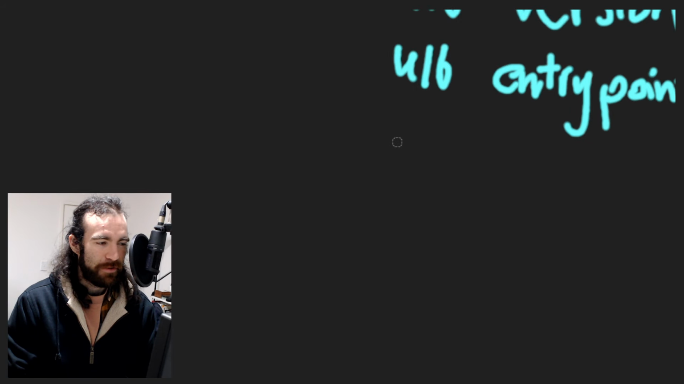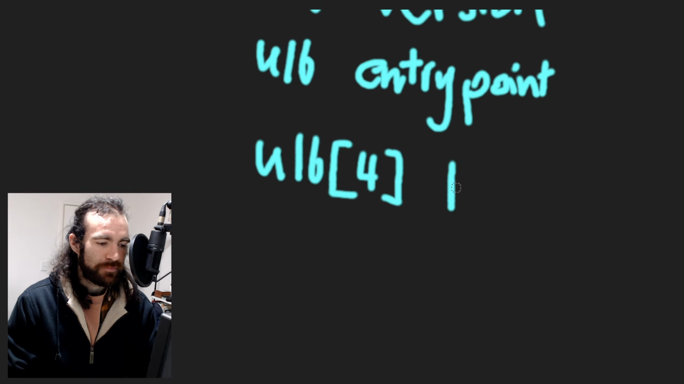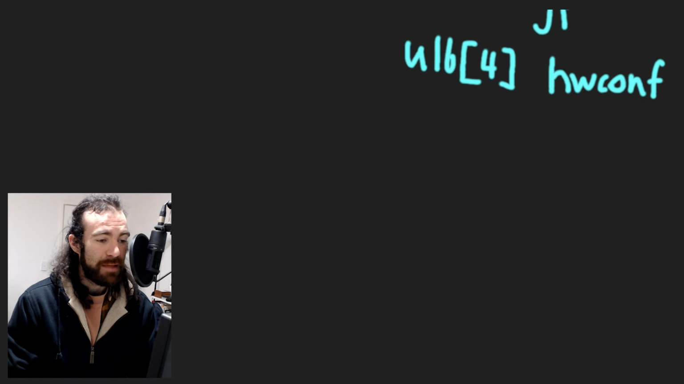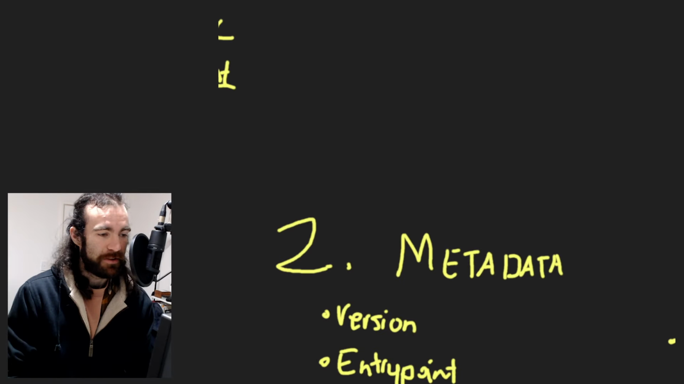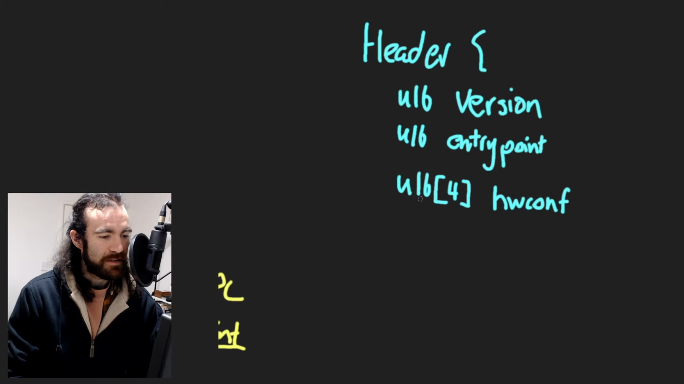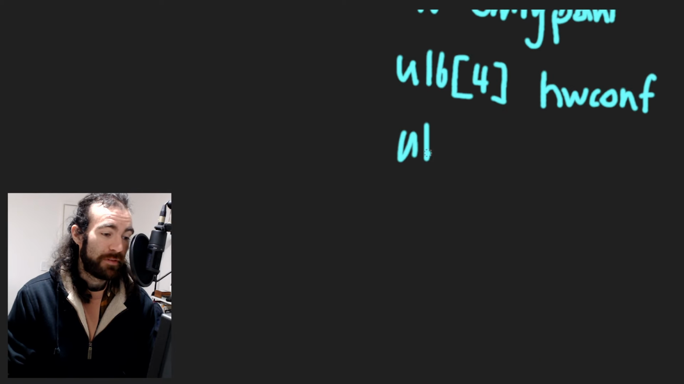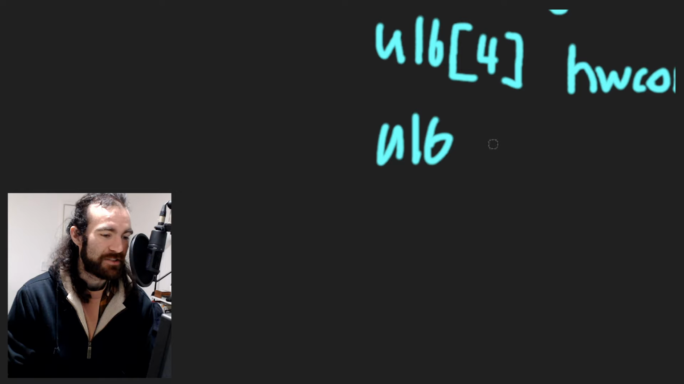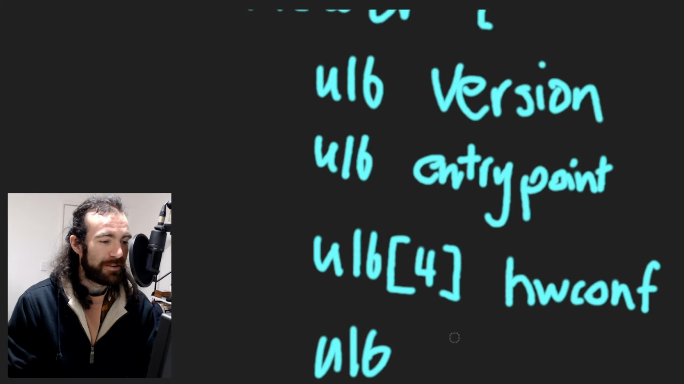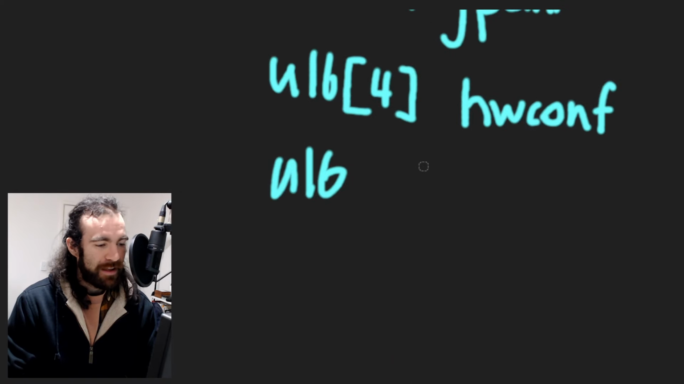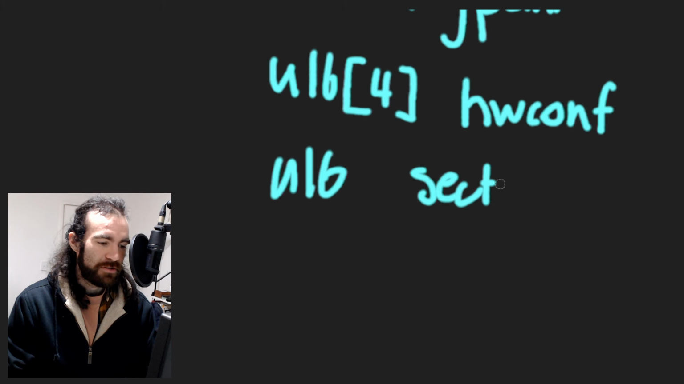Hardware config. We'll make this maybe 4. We'll maybe say U16. Maybe let's just go with 4 numbers. We'll call it hwconf. And it'll be unused. And maybe we won't use all of these numbers, but at least it's got forward compatibility. Number of sections can be a U16 as well. If you want more than 65,000 sections, I've got a problem with you. You're not using my language right. Section count.